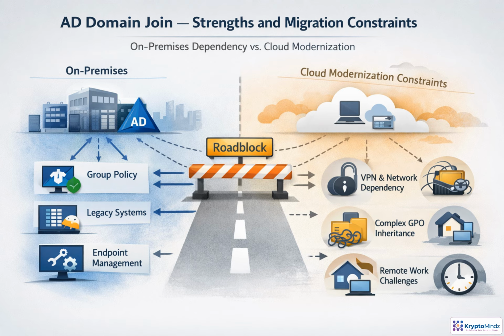Domain join is not automatically outdated. It remains the right fit when devices depend on legacy applications, on-prem file shares, domain-based access, or detailed group policy controls. The trade-off is that those same strengths can create migration friction. Devices may need line of sight to domain controllers, VPN access, and careful GPO troubleshooting. For modernization, focus on dependency. Keep domain join where a real requirement remains, and move toward cloud join and Intune where users are remote, apps are modern, and policies can be rebuilt cleanly.